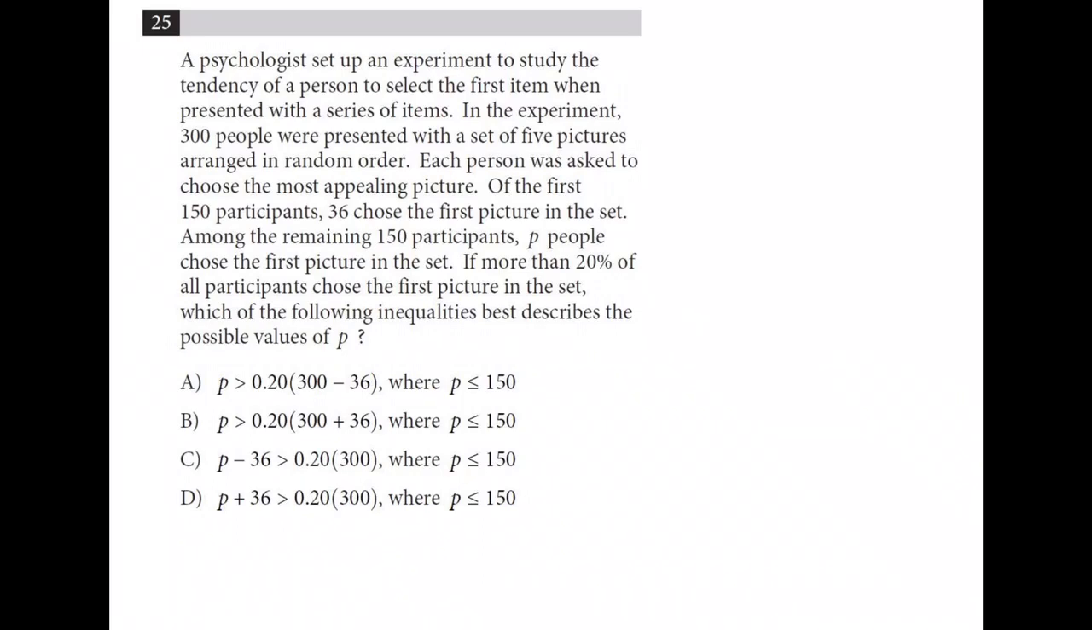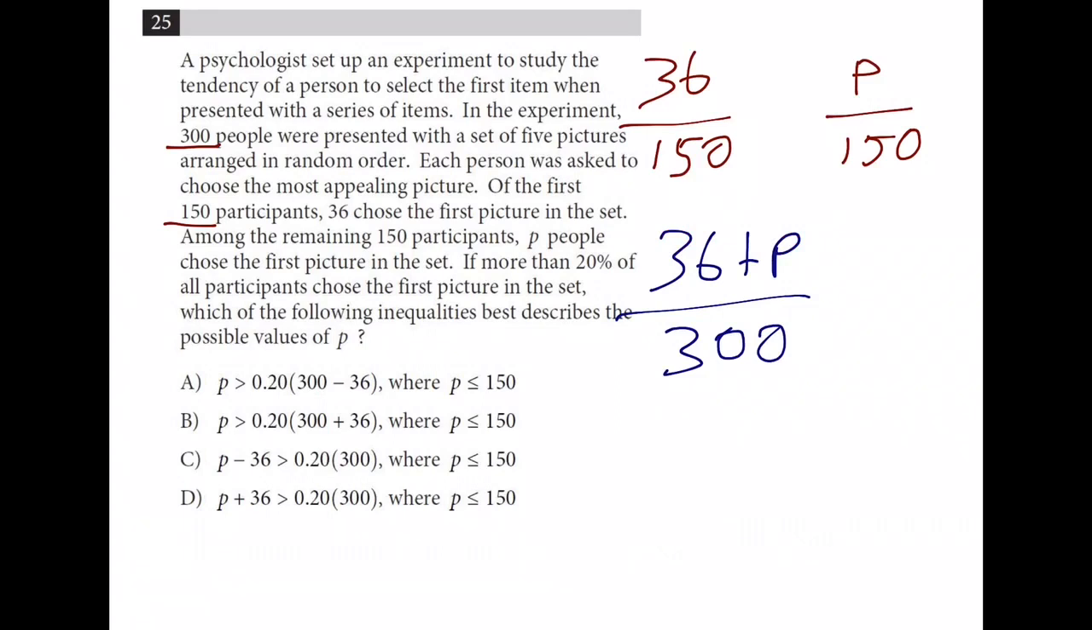So we know that there are 300 people total, and we know what 150 of them chose. We might represent this as 36 out of the first 150 and some number P out of the second 150. However, they want to set up an inequality for all participants. So I can combine those by saying that 36 plus some number P out of the total 300 chose the first picture. Later on we read that more than 20% of all participants chose that first picture.